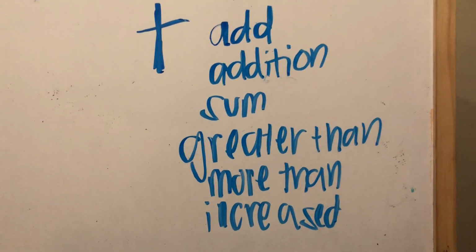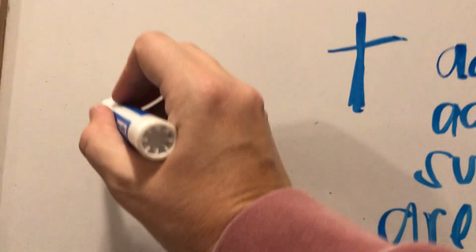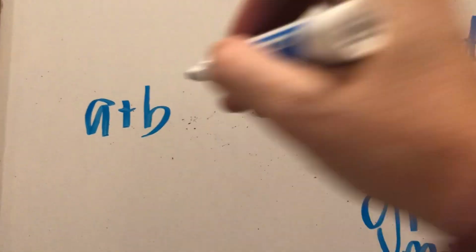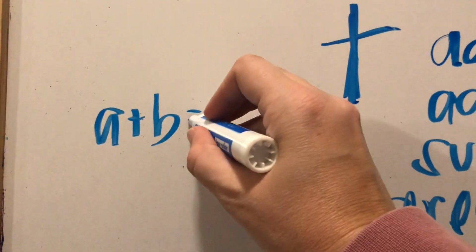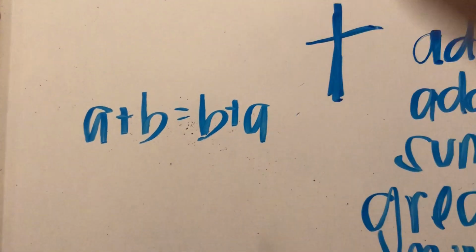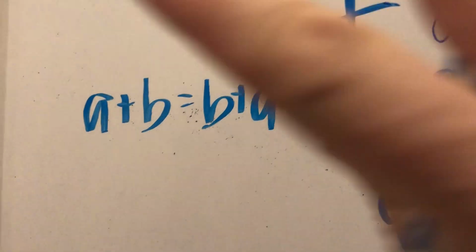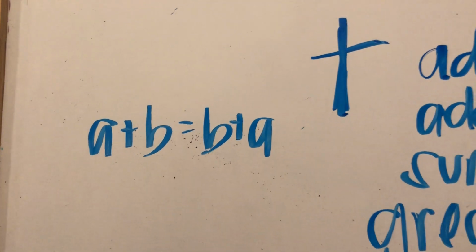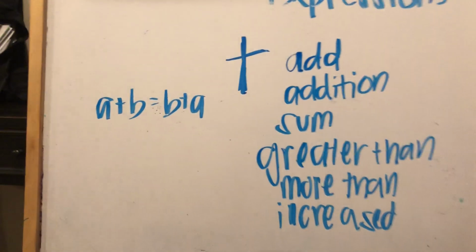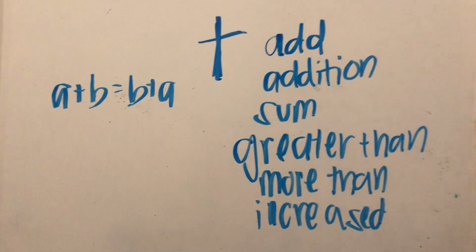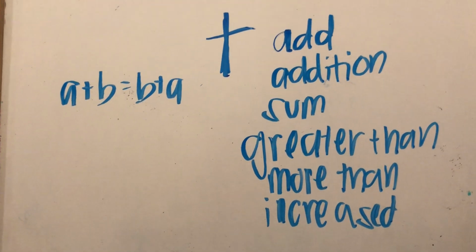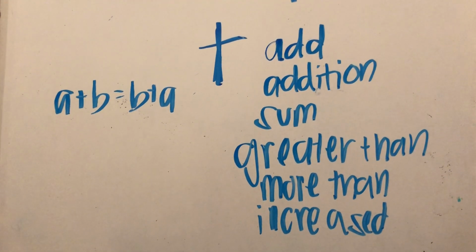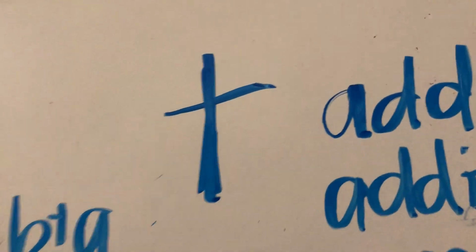Those are all different phrases or words that you may see that show that it's going to be an addition problem. Now, one thing about addition, it follows what's called the commutative property. So A plus B is going to equal the same thing as B plus A. So here we can switch the order on these numbers and on these variables, and you're going to get that same answer. So keep that in mind when we're looking at our addition. So if we see the word add, addition, sum, greater than, more than, increased, we're going to know that we're going to be using addition. All right, on to our next one.